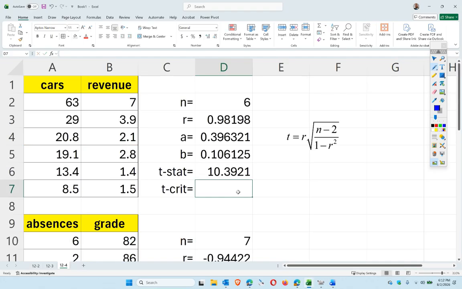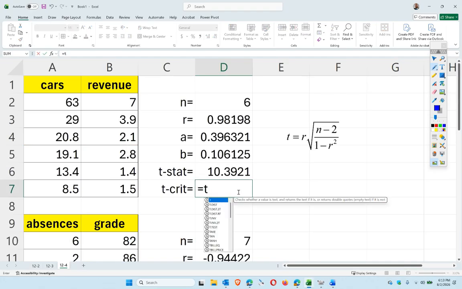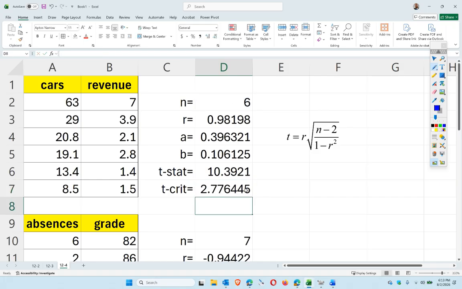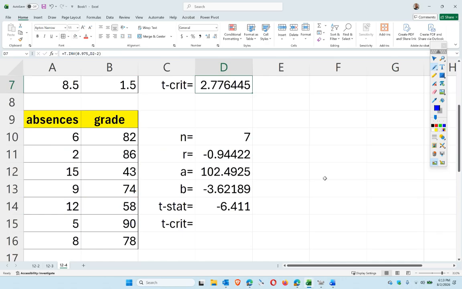So t dot inverse 0.975, comma, notice it says degrees of freedom, so that's 6 minus 2, close paren, and that does it for us. Perfect. Okay, so the next one, what is our t value?